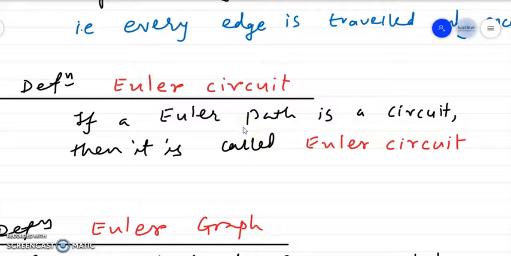Next definition is of Euler circuit. If a Euler path is a circuit, then it is called Euler circuit.